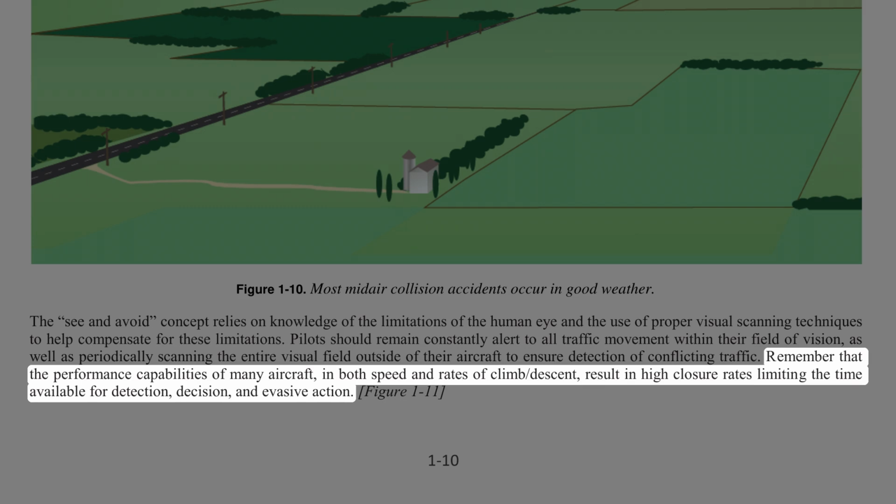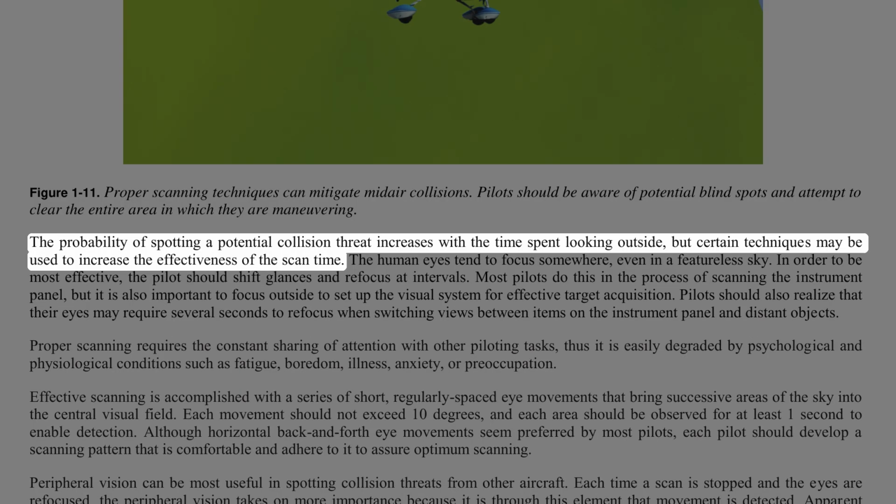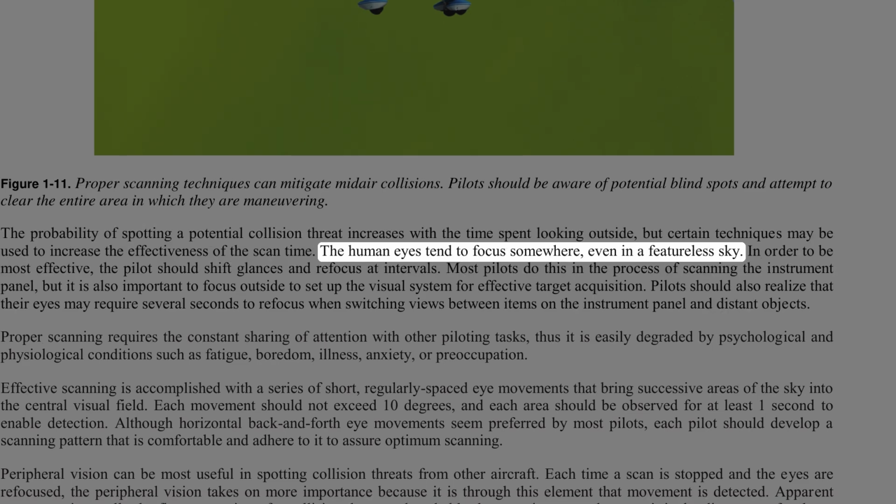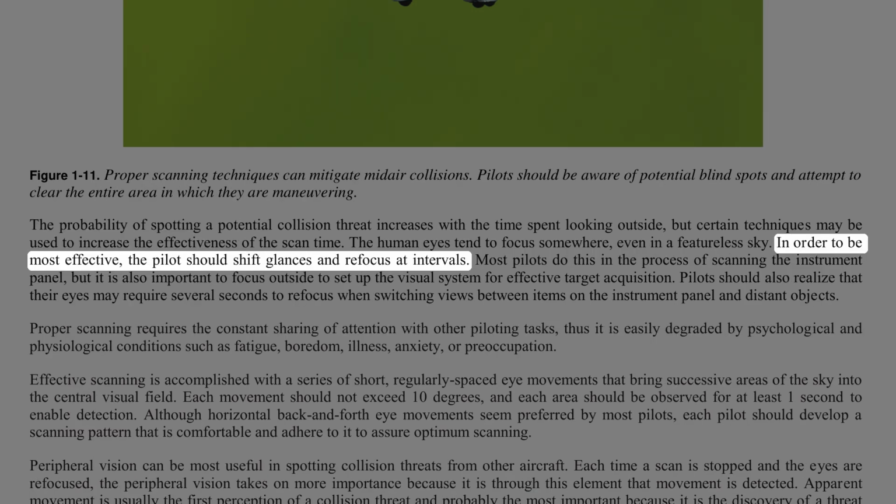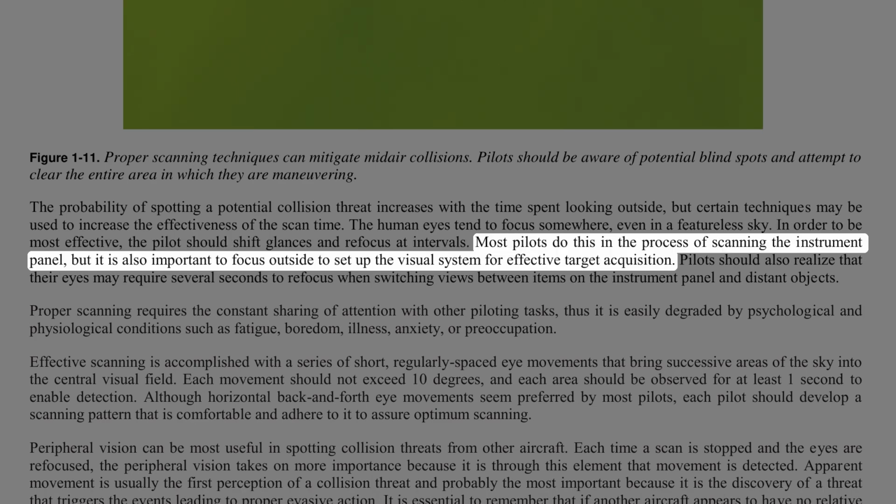Remember that the performance capabilities of many aircraft in both speed and rates of climb/descent result in high closure rates, limiting the time available for detection, decision, and evasive action. The probability of spotting a potential collision threat increases with the time spent looking outside, but certain techniques may be used to increase the effectiveness of the scan time. The human eyes tend to focus somewhere even in a featureless sky. In order to be most effective, the pilot should shift glances and refocus at intervals. Most pilots do this in the process of scanning the instrument panel, but it is also important to focus outside to set up the visual system for effective target acquisition.